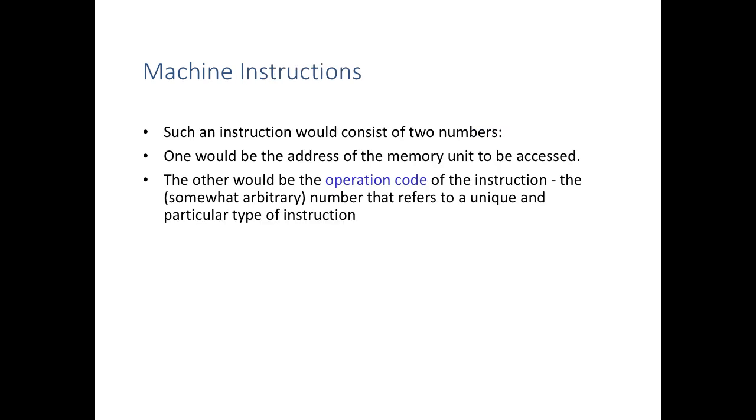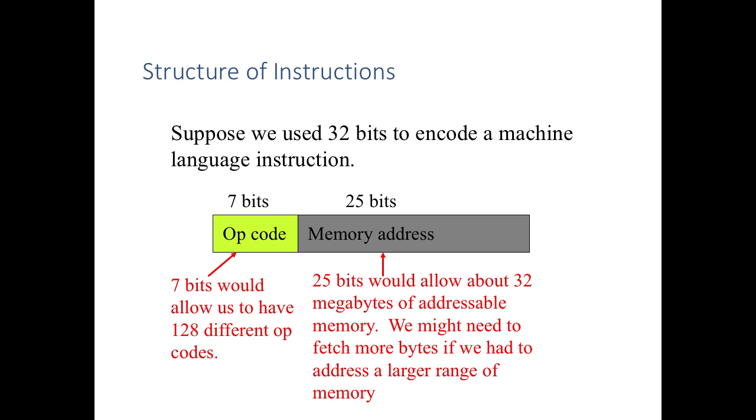Instructions typically consist of two numbers. One is the address of the memory unit to be accessed, and the other is an operation code of the instruction. So opcodes, you could have perhaps 128 different opcodes in a 7-bit area, and then you could have some memory address. And this gives you a full 32 bits, and you can use that to encode machine language instructions. So for a 32-bit machine, like for example the Java Virtual Machine, you might only have 128 different opcodes if you were only going to use 7 bits per opcode.